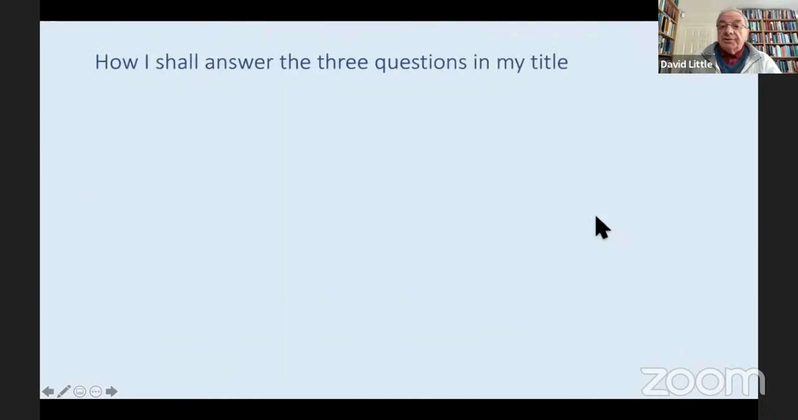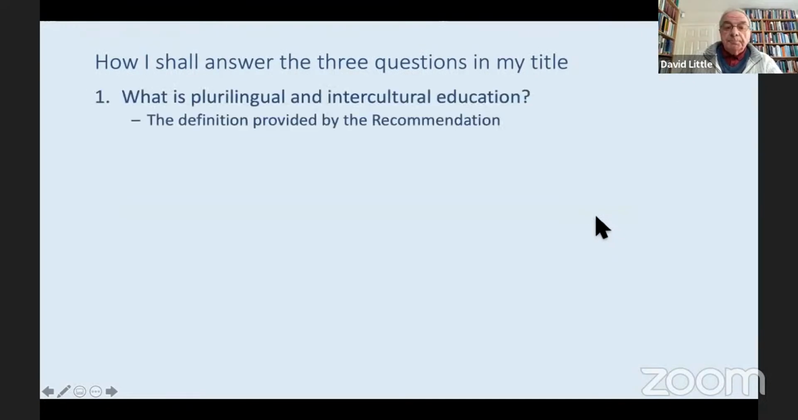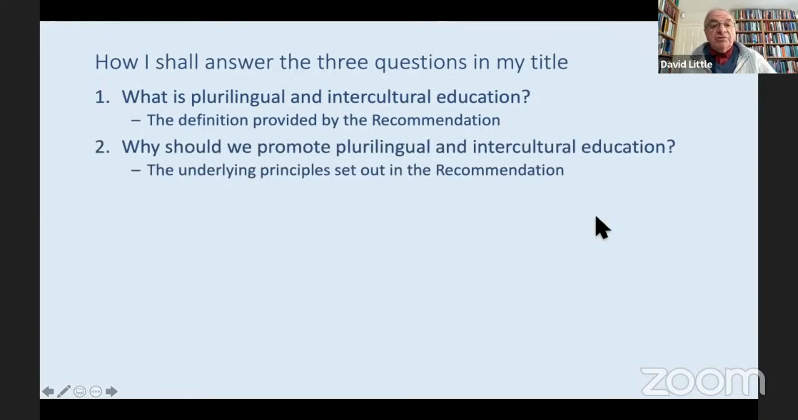This is how I shall answer the three questions in my title. Question one, what is plurilingual and intercultural education? I shall answer by elaborating on the definition provided by the recommendation. Question two, why should we promote plurilingual and intercultural education? I shall answer with reference to the underlying principles set out in the recommendation, elaborating them by drawing especially on the explanatory memorandum that accompanies the recommendation.